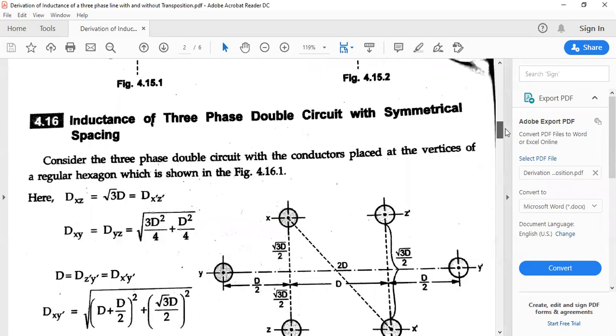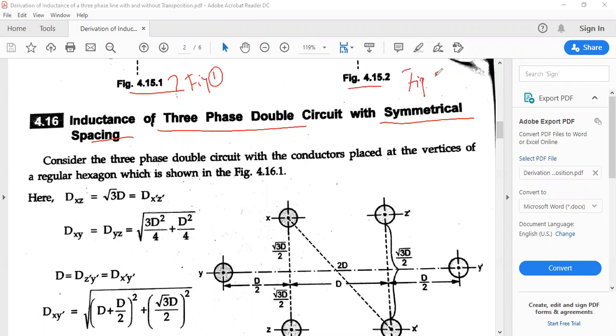Next, let me go to symmetrical spacing first. Let me derive the inductance of a three-phase double circuit with symmetrical spacing. Which circuit do I need to take? Let me write this one as figure 1 and this one as figure 2. Whether I go for figure 1 or figure 2, I will select figure 1, because in that way the value of the inductance is less.